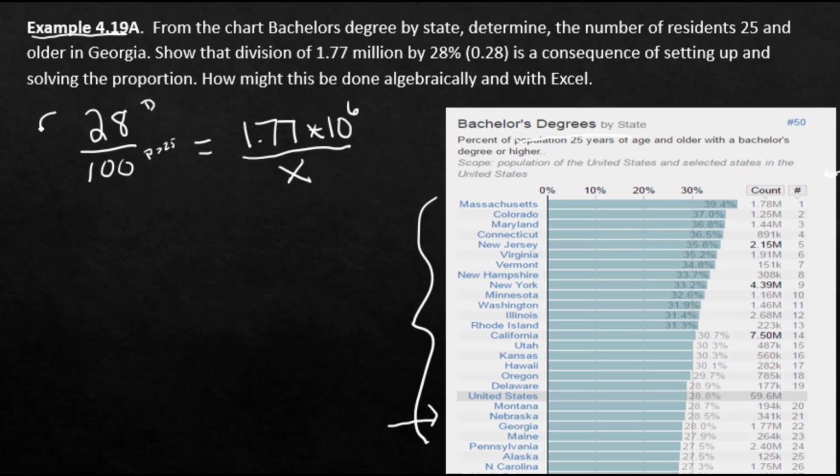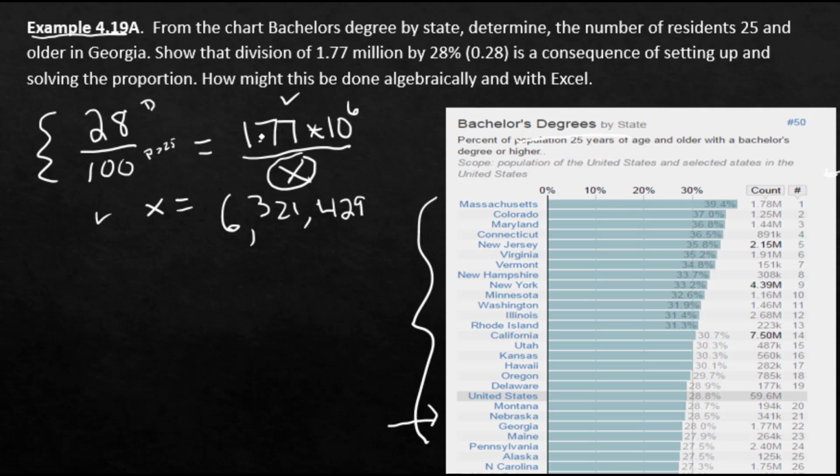So this is a proportion, and we want to make this ratio here equivalent to this ratio here. And in doing so, we will know how many residents there are over 25. So this is cross multiplying and dividing, and you can do that. Pause this and see if you can get the correct answer. So when I cross multiplied and divided, I got that answer. Another way of doing it is algebraically.